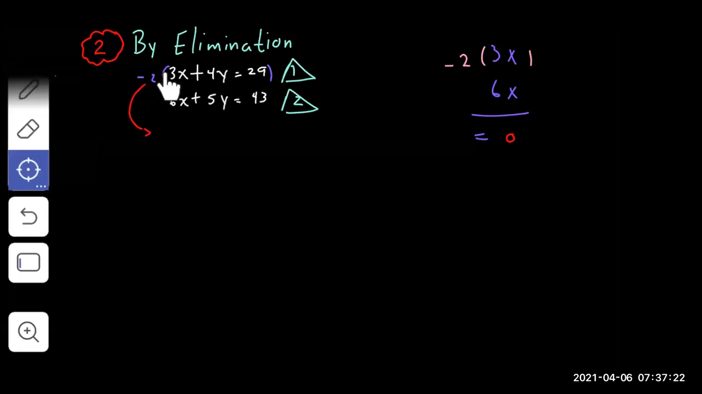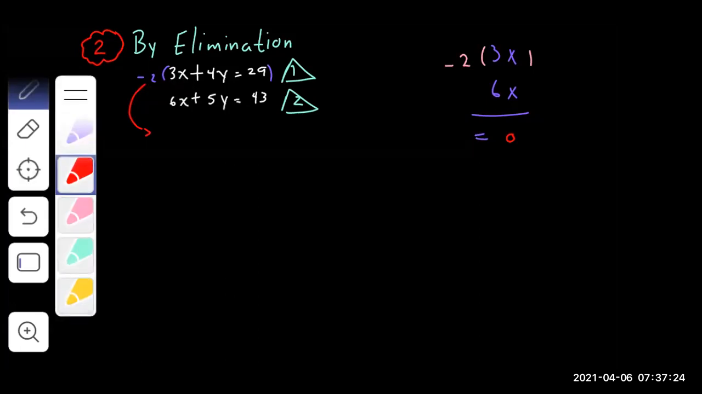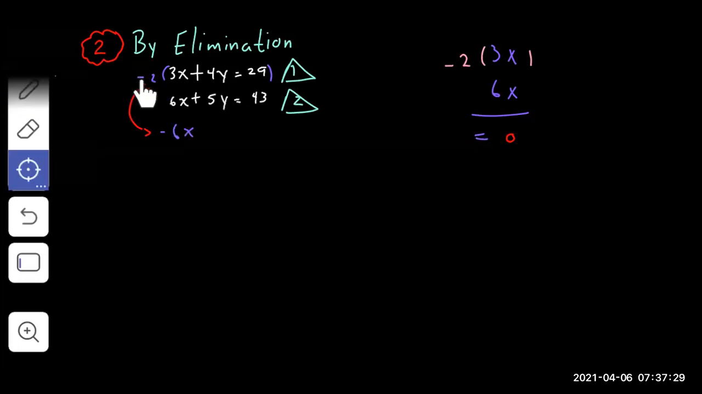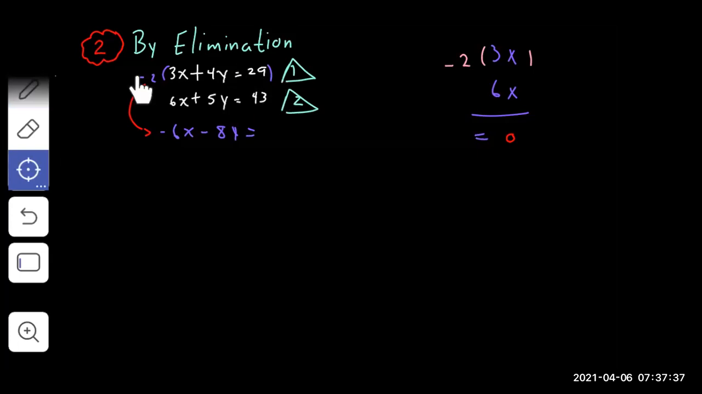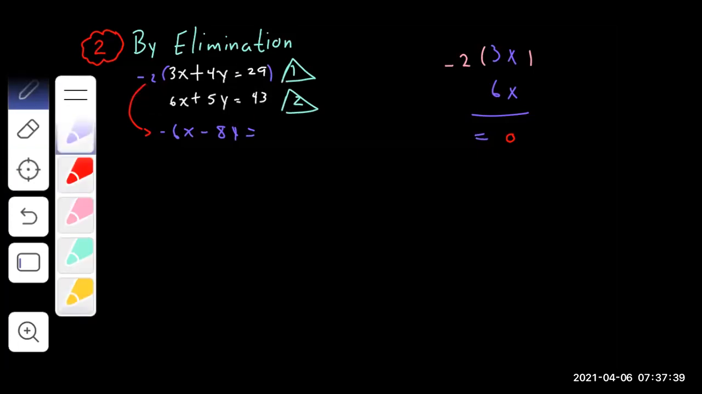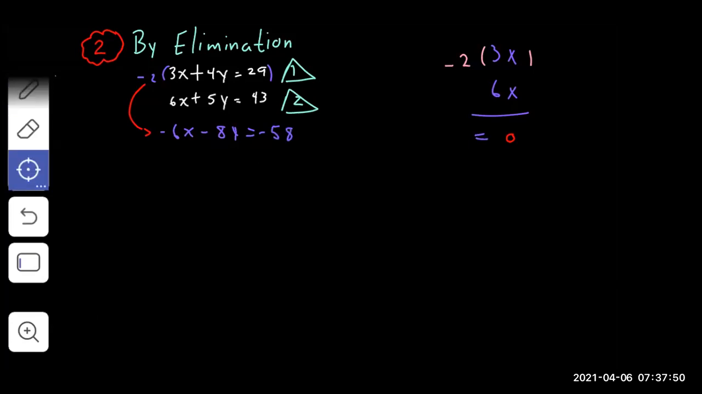Let's multiply. Negative 2 times 3 is negative 6x, right? And then negative 2 times 4 is negative 8y, right? 29 multiplying negative 2, guys. What is that equal to? Negative 58. Am I right, guys? Yes, right? Okay, that's what we got.